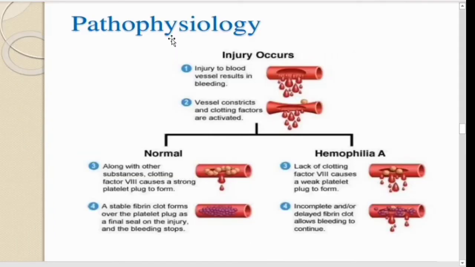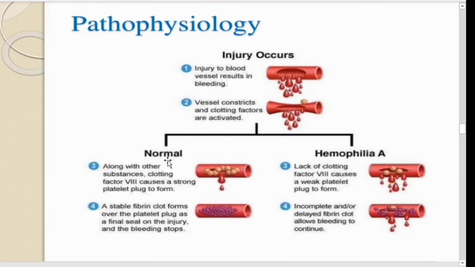So, pathophysiology. We know that when an injury occurs to a blood vessel, bleeding will start, the vessel will constrict, and clotting factors will be activated. You can see in this area the blood vessel is contracted, to reduce the area of the wound.